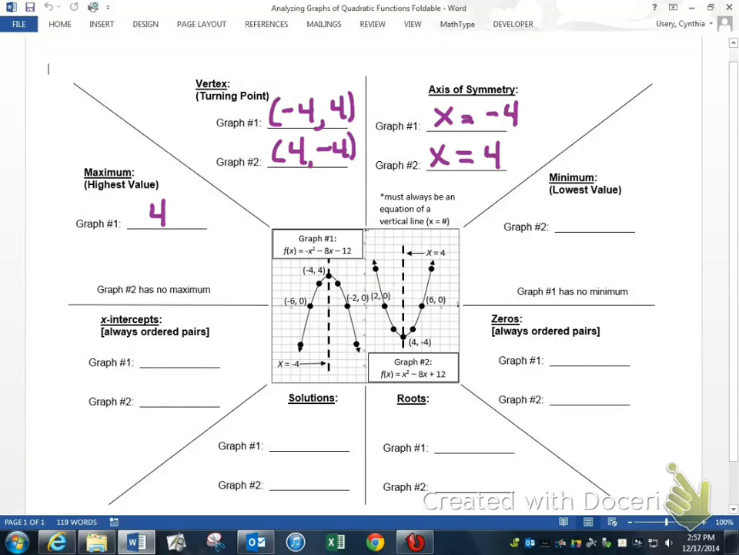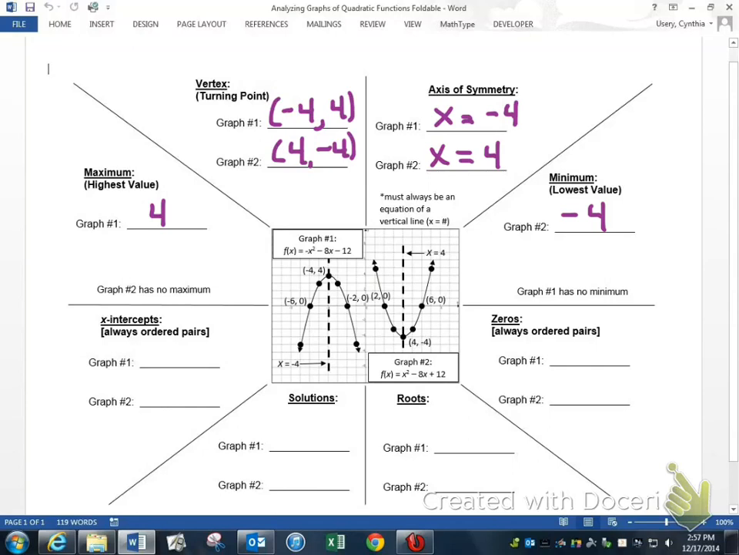Graph number 2 does not have a maximum. It only has a minimum because it goes down to negative 4. That's the lowest value. That's what a minimum is. It's the lowest value. And the lowest value on graph number 2 is negative 4. It does not have a maximum because it goes up forever. That's what those arrows mean.